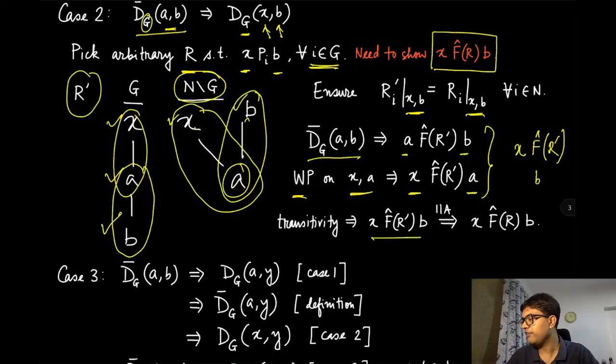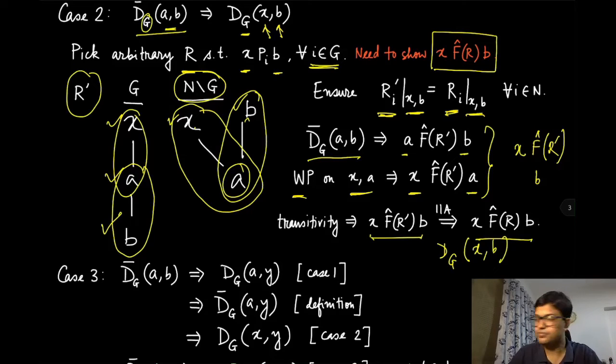Now once we have that, and because between X and B the relative ordering over all these agents is the same in R and R prime, then we can use IIA and conclude that X should be strictly above B even in F of R, and that ends the proof. So we have already proved that this G is also decisive over X and B. So that is what we wanted to prove.